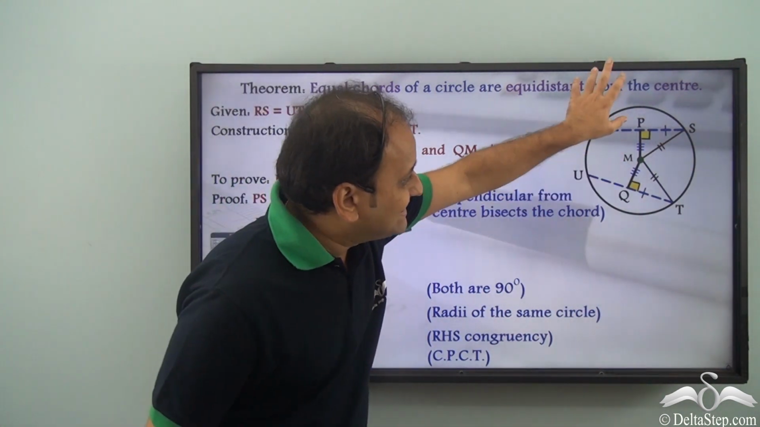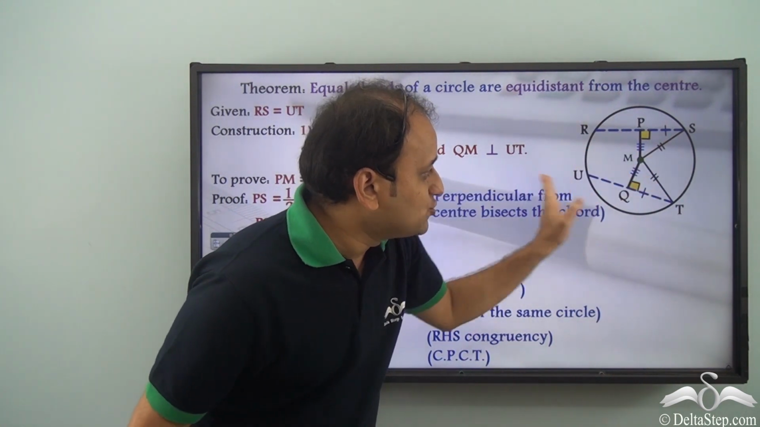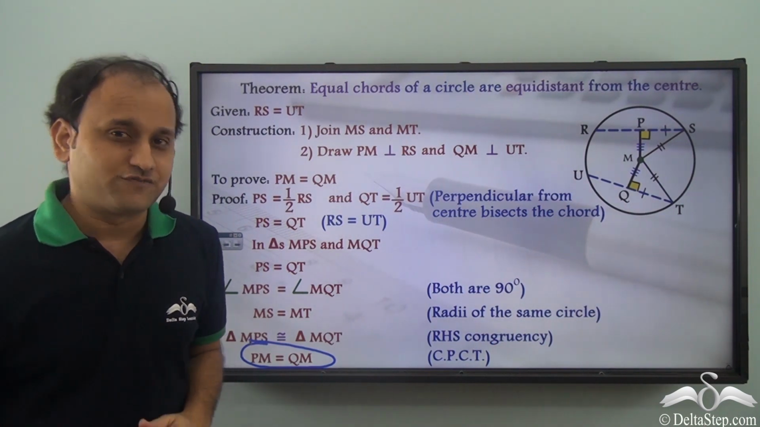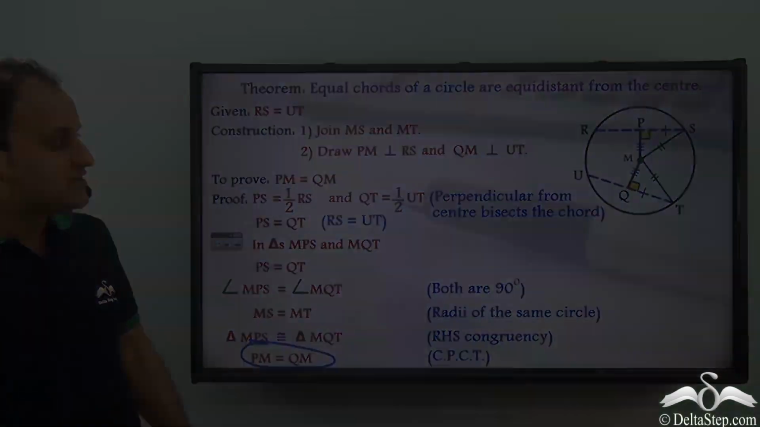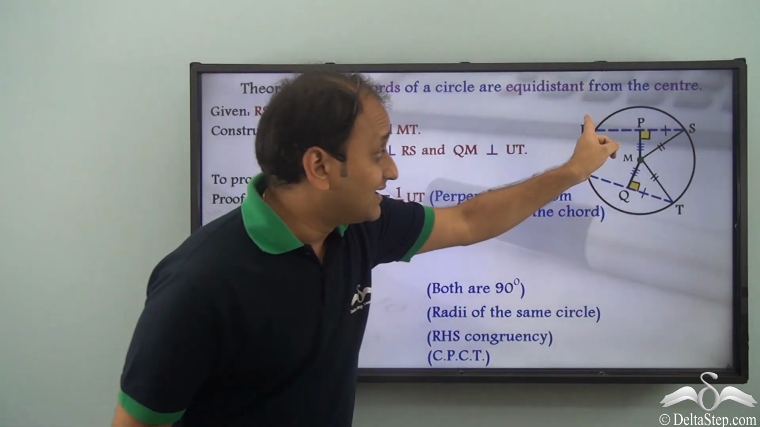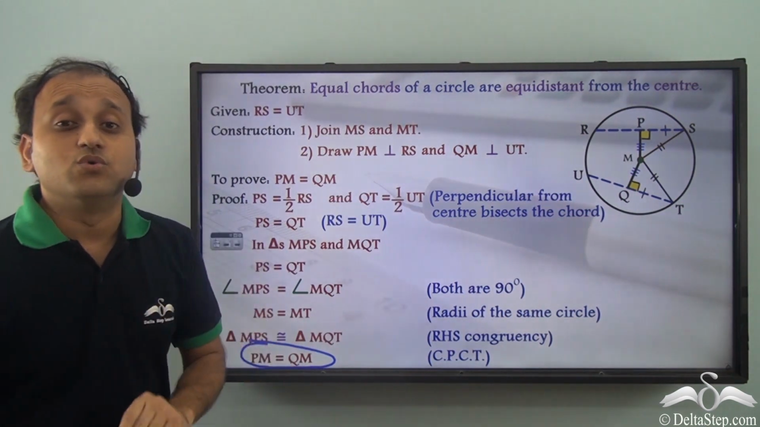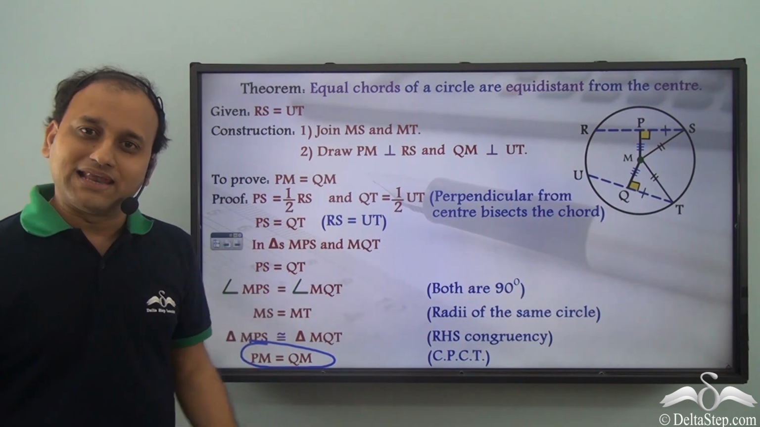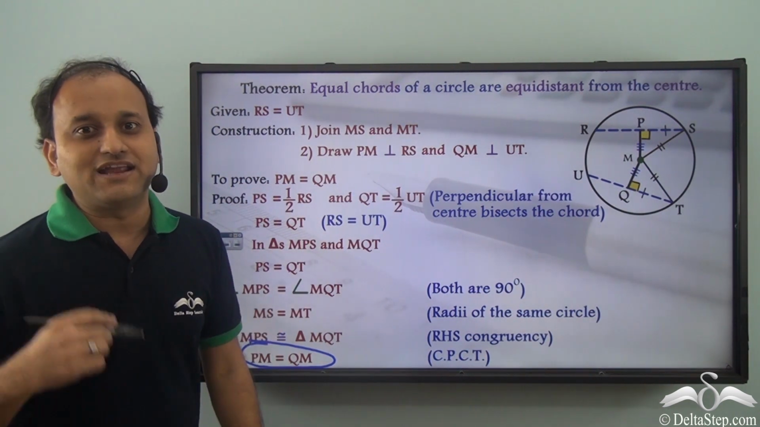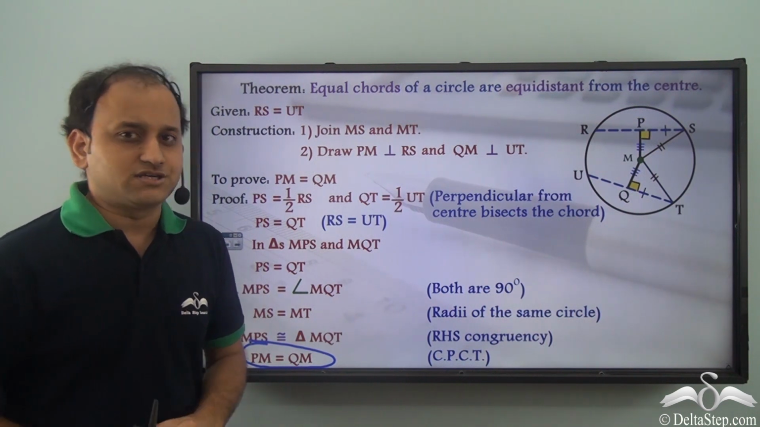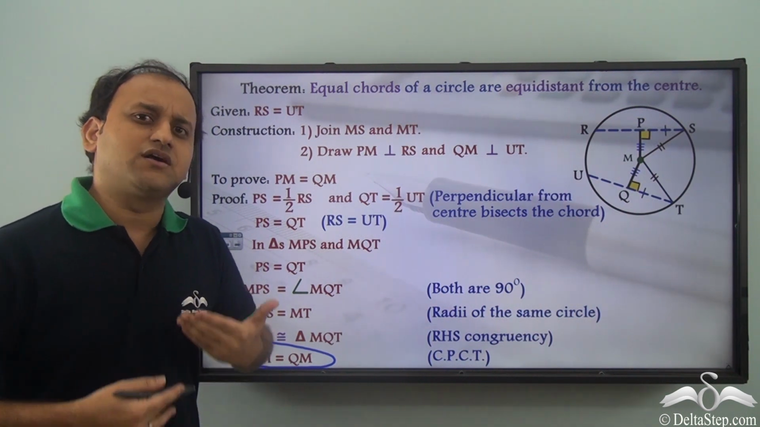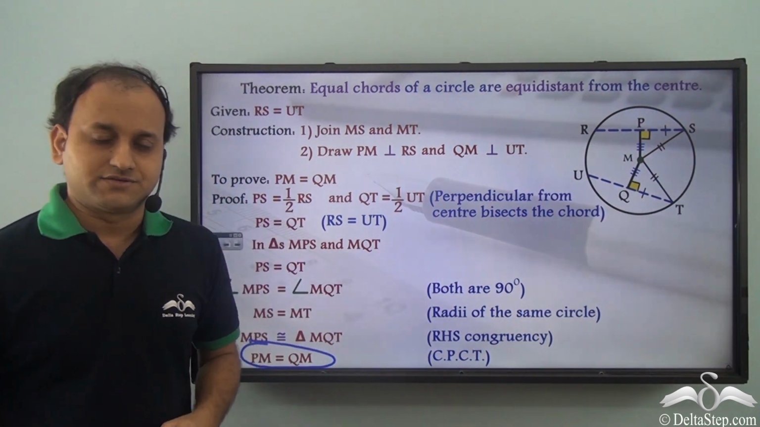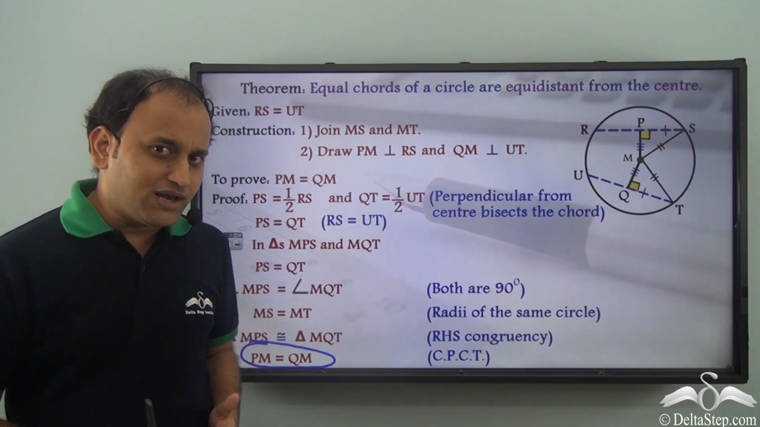So we can say that RS and UT are chords which are equidistant from the center of the circle. And how did we prove it? We were able to prove it because the length of RS and UT was same. That is, because two chords are of equal length, that is why we were able to prove that they are equidistant from the center. Now, what if I talk about the converse of it? That is, if I say two chords are equidistant from the center, then will they be of equal length? Let's see.